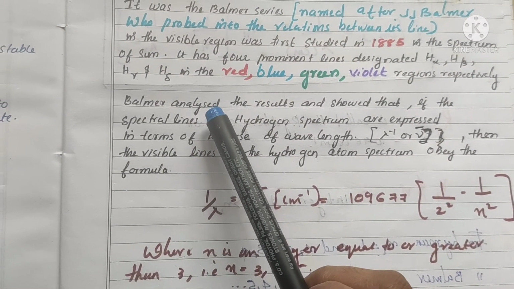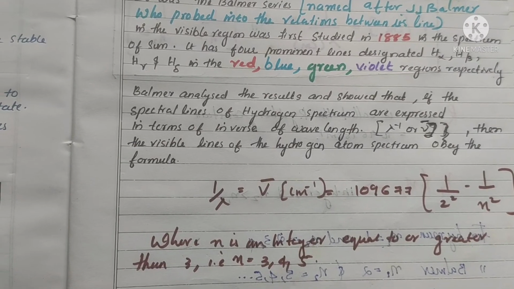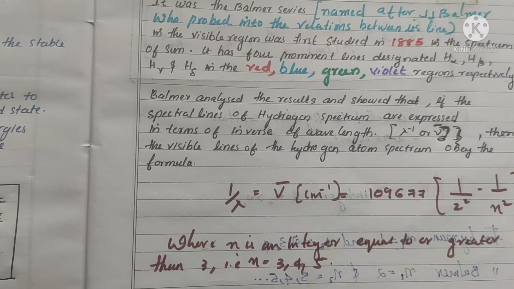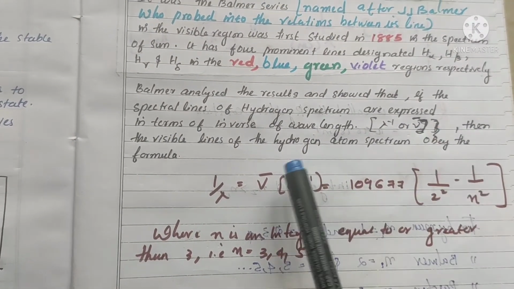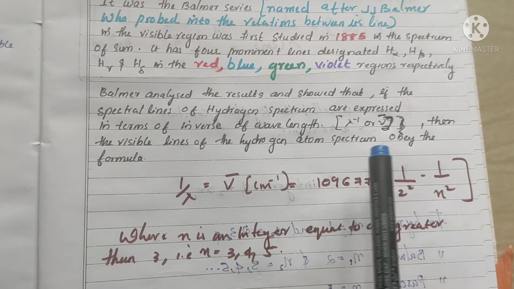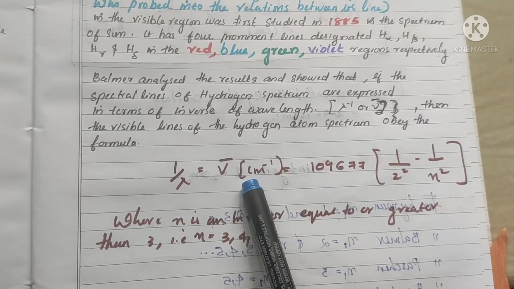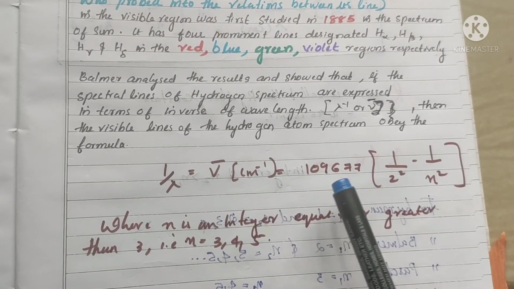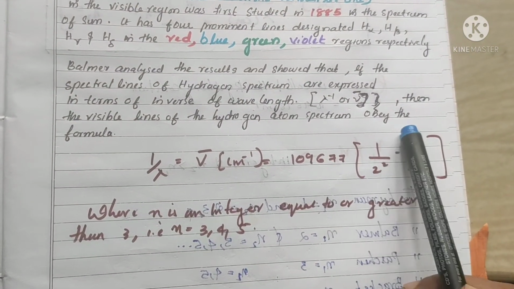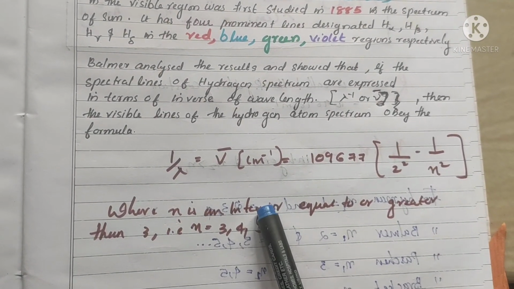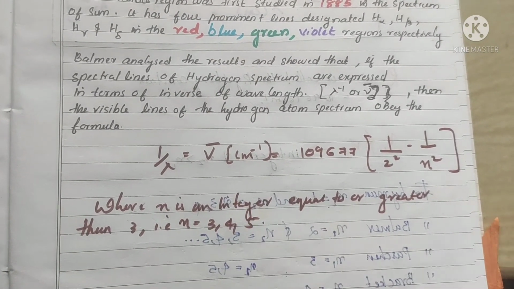After the observation, Balmer analyzed the result and showed that if the spectral lines of hydrogen spectrum are expressed in terms of inverse of wavelength, that is lambda inverse or nu bar, the visible lines of the hydrogen atom spectrum obey the formula 1 by lambda equals nu bar in cm inverse equals 109677 into 1 by 2 square minus 1 by n square, where n is an integer equal to or greater than 3. That is n equal 3, 4, 5, etc.